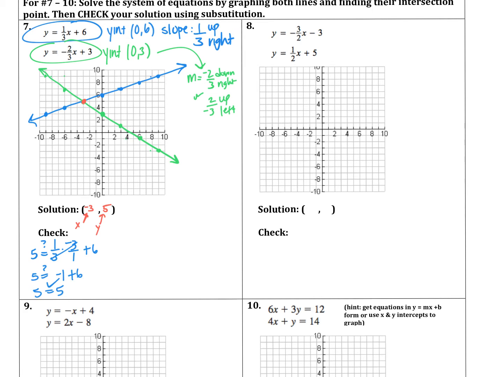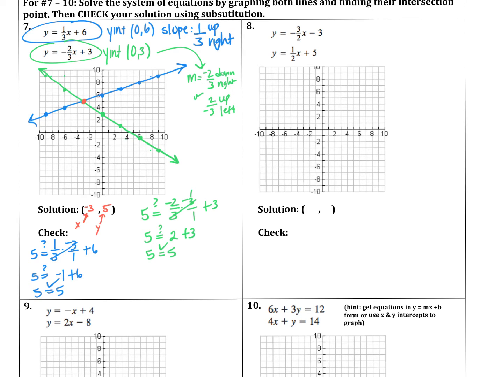Let's check the green equation. Y, which is 5, equals, question mark, -2/3 times x. X is -3/1, plus 3. 5 is equal to, these cancel out, and -2 times -1 is equal to +2, plus 3. 5 is equal to 5. That's true. So I picked the correct point as my solution.